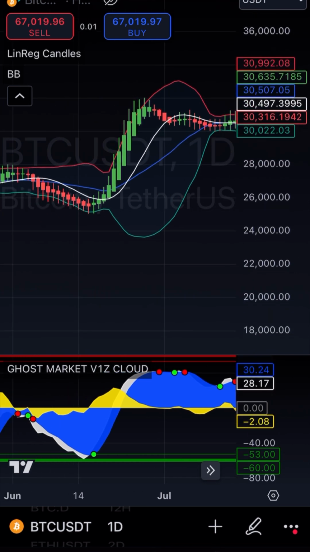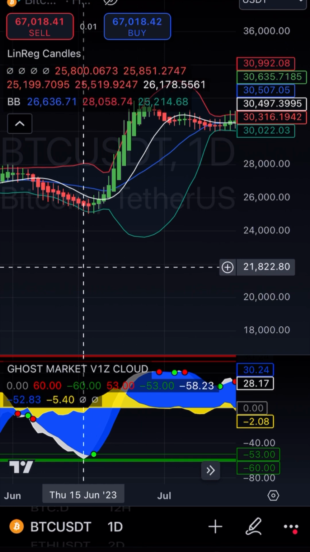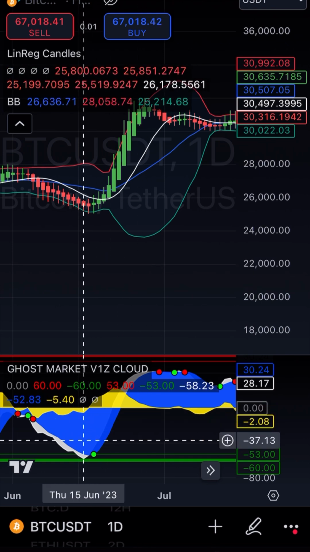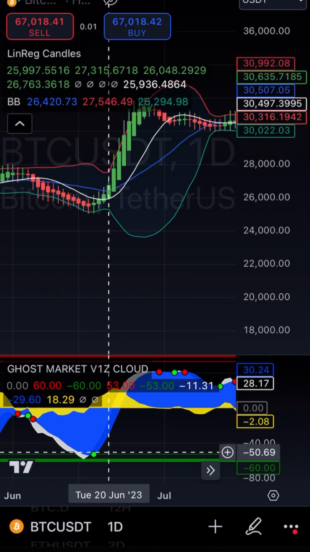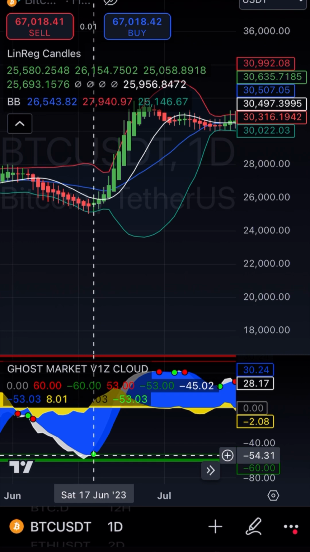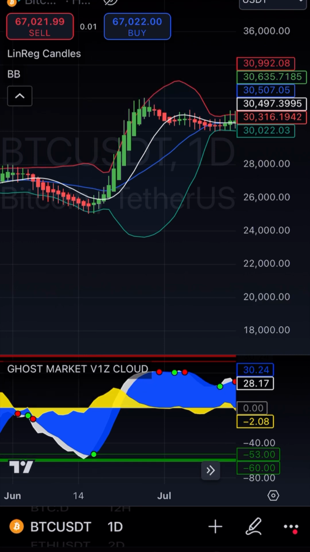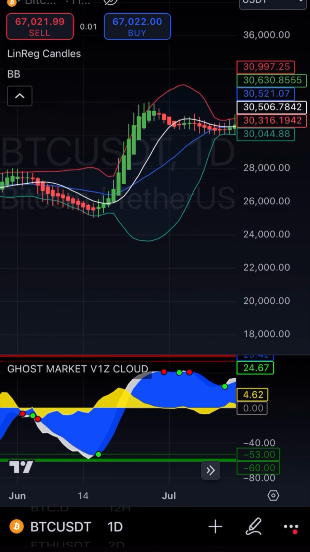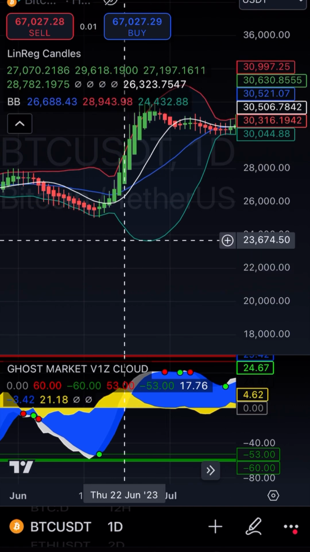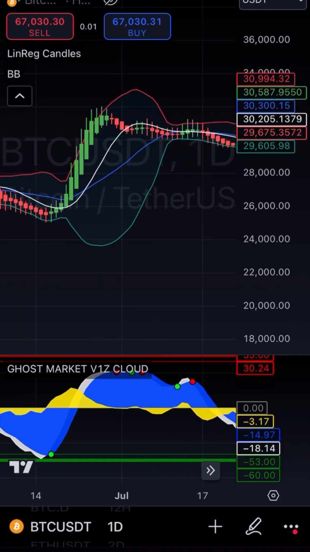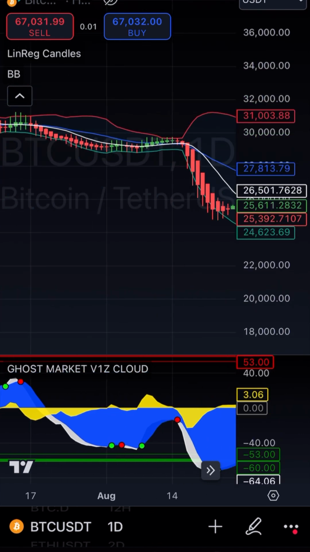So you just want to look for all those moments. And when you're going long, you also want to make sure that for entries, you're around the $40 to $50 mark. Anything higher than that is probably a trade I wouldn't take.